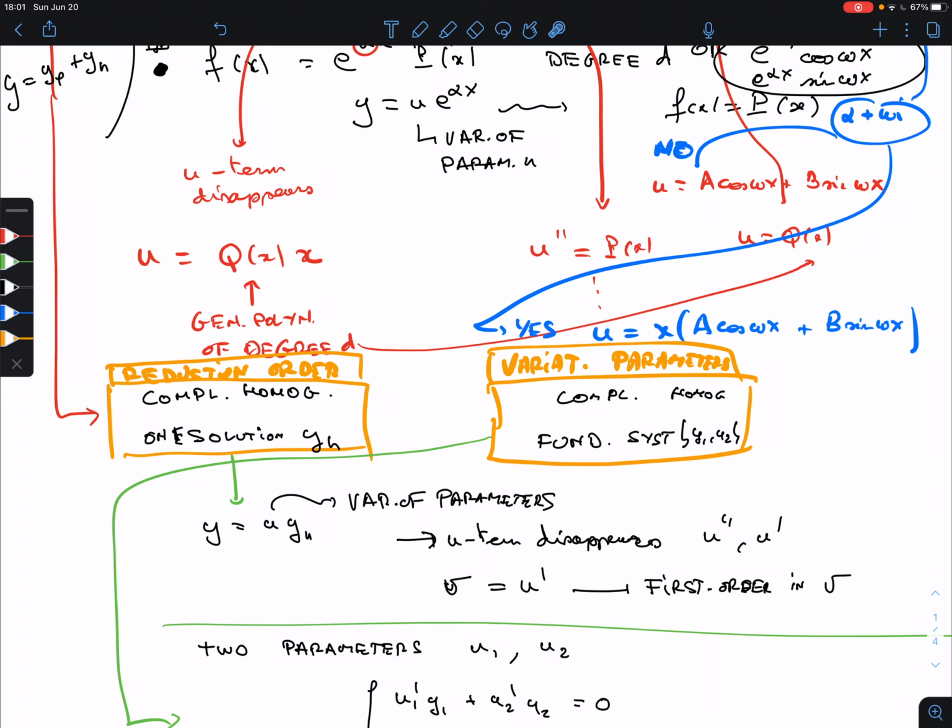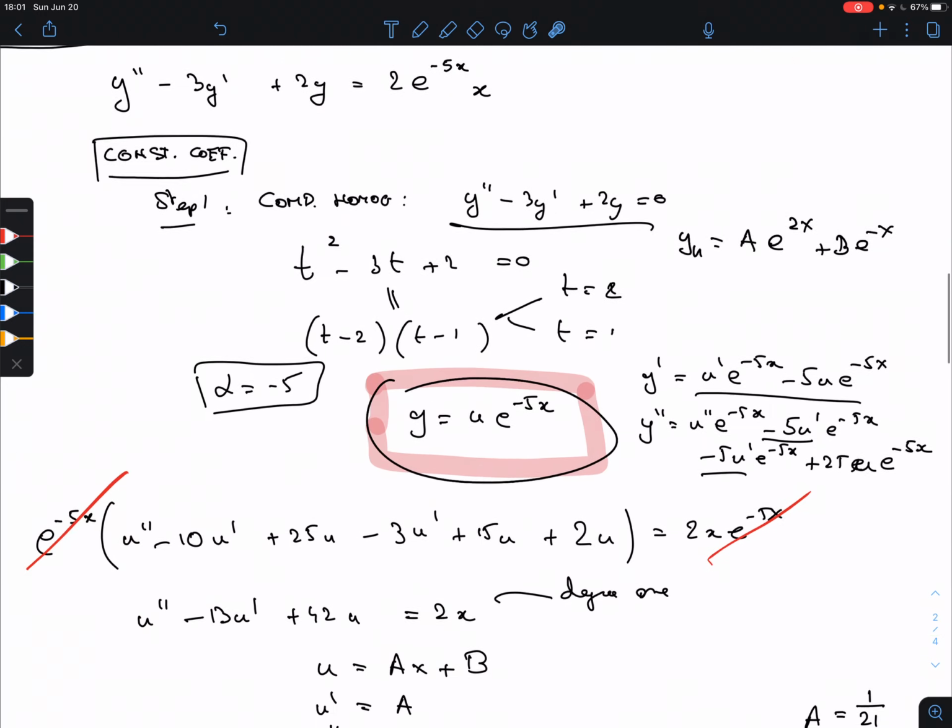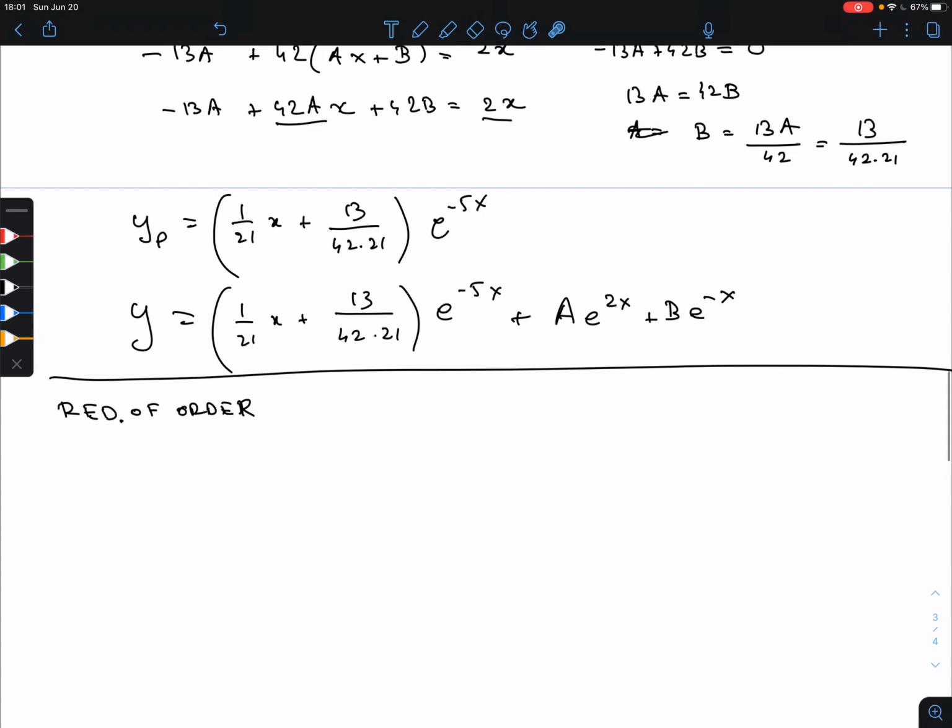This one is sometimes quicker. This one only requires one homogeneous solution. So let's do this one, okay? Reduction of order, using, I don't know, so we use one of them. Let's use e^(2x). So that's a homogeneous solution, okay?